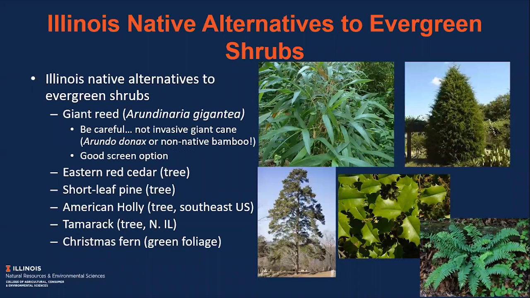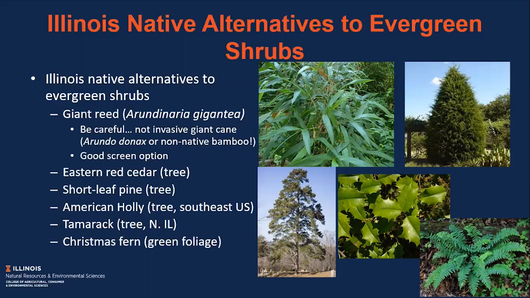And then I just wanted to offer up some other possible evergreen options that are out there that aren't necessarily shrubs. So we have the giant cane, Arundinaria gigantea, otherwise known as our native cane, native bamboo. Be careful not to select the invasive Arundo donax or any of the non-native bamboos because a lot of those can become invasive. You want to make sure you're getting the native option. So that could be a good screen option if that's something you're looking for.